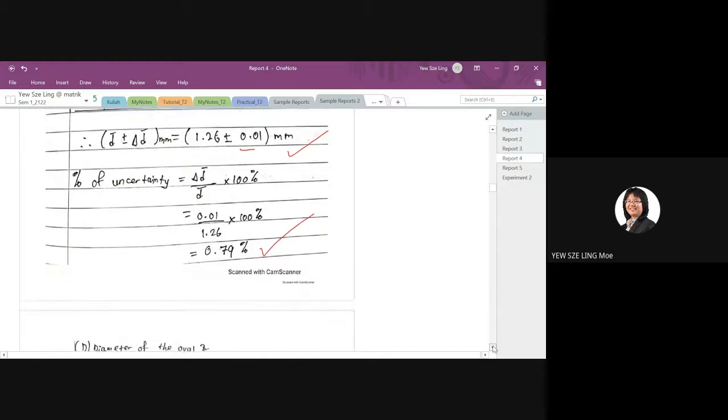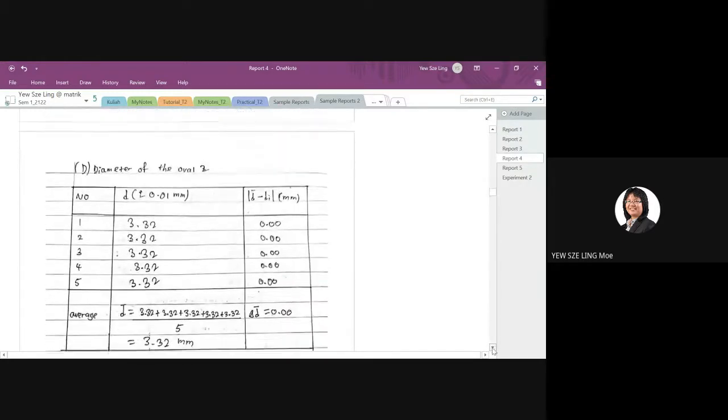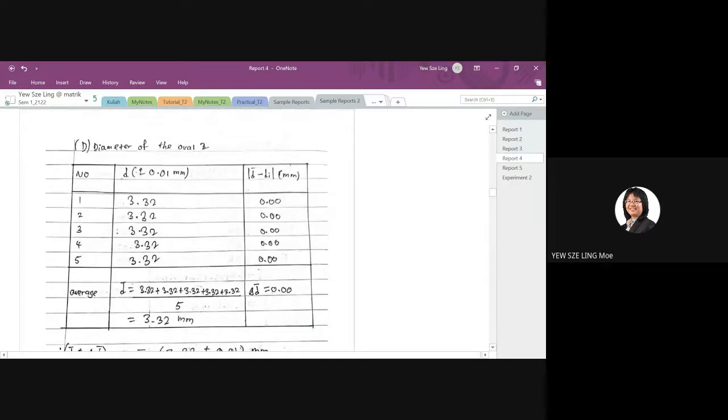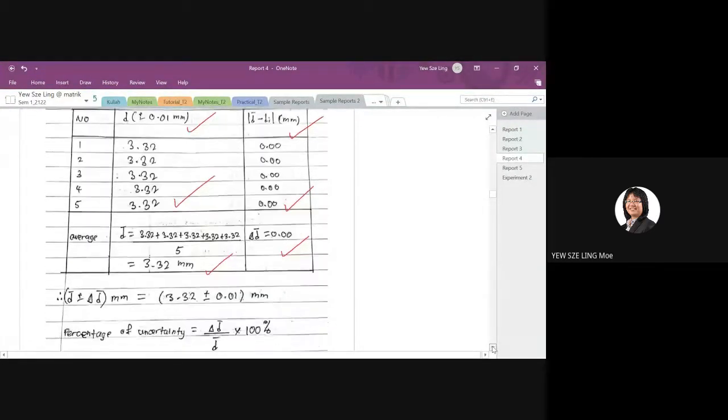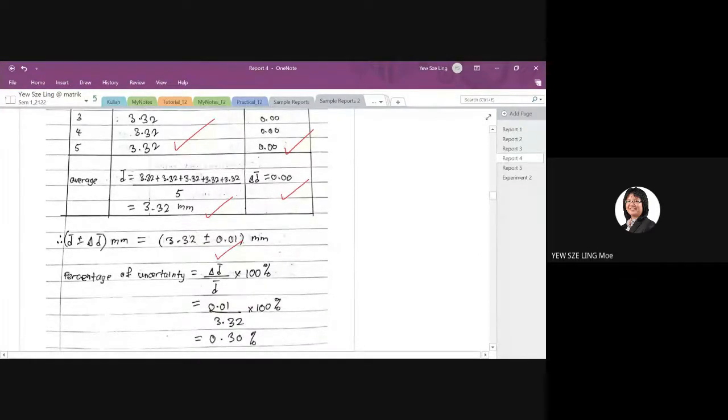So next one. Okay, next one, let's see. The first one, D plus minus 0.01. Okay, correct. Two decimal places, two decimal places, correct. So again, this one is a good calculation. You calculate 0.01 and then 3.32.